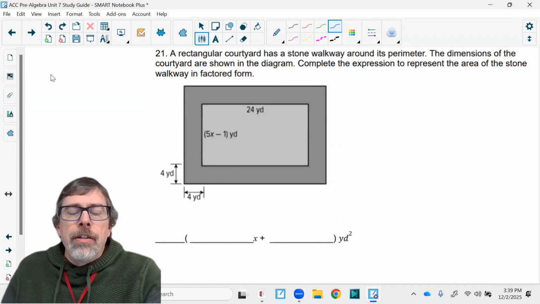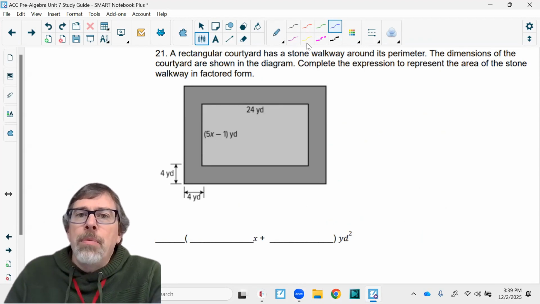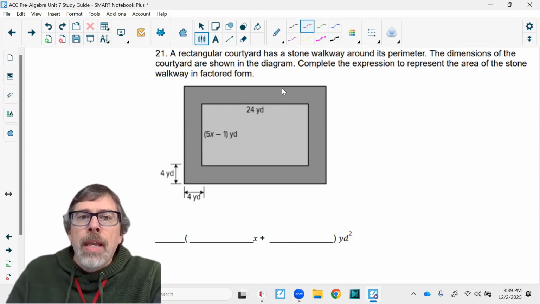All right, let's carry on to 21, the last problem in this. This is a very complex problem where we have to do multi-steps. And it says the rectangular courtyard has a stone walkway around its perimeter. Okay, here's the stone walkway in dark gray. The dimensions of the courtyard are shown in the diagram. Complete the expression to represent the area of the stone walkway in the factored form.